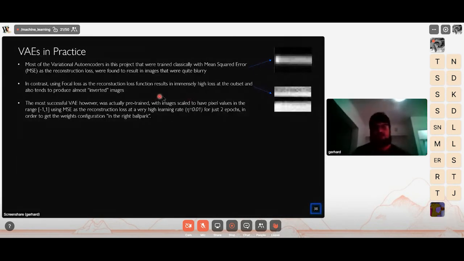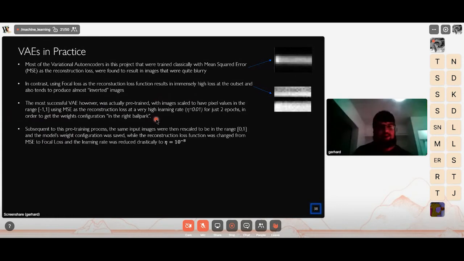But basically, I played around a lot with these things, and what I did with the most successful one was a two-step training process. I pre-trained the neural networks where I scaled the images to have a pixel range between -1 and 1. Then I used a tanh activation function in the final layer to map to between -1 and 1. And then I just trained for 2 epochs at a very high learning rate so that I could get the weights in the right ballpark.